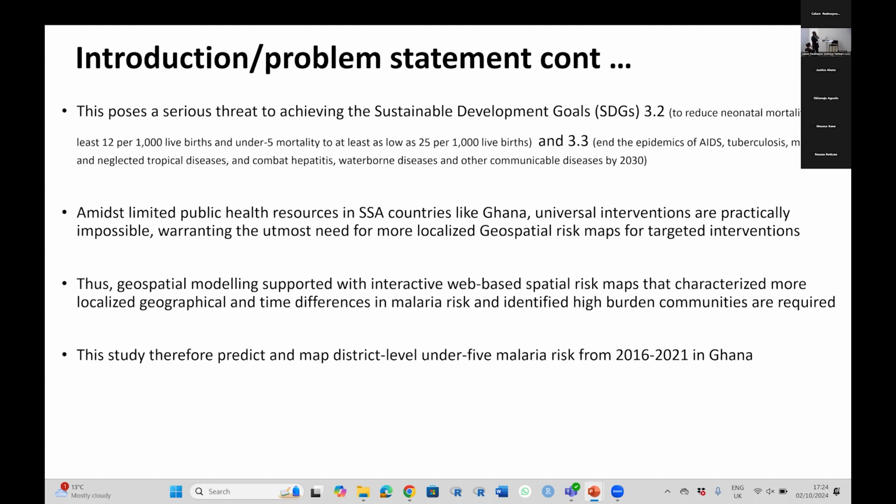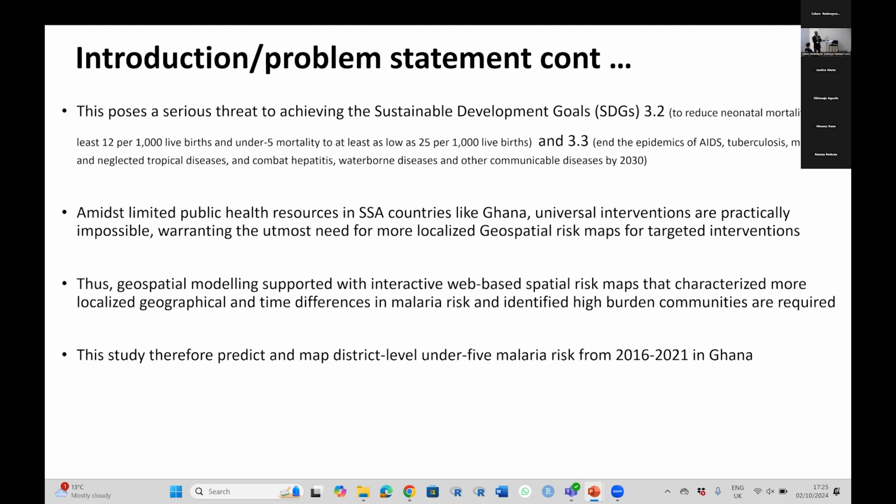We all know about the SDG 3.2, which is about neonatal and under 5 mortality, and the goal that is being set, where we want to reduce the neonatal mortality to at least 12 per 1,000 live births. And then under 5, we want to reduce it to as low as 25 per 1,000 live births. Then again, SDG goal 3.3 talks about infectious diseases, and malaria happens to be one of them. The goal is to end the epidemics of AIDS, tuberculosis, malaria, which I'm working on now, and the neglected tropical diseases, and combat hepatitis, waterborne disease, and other communicable disease by 2030.